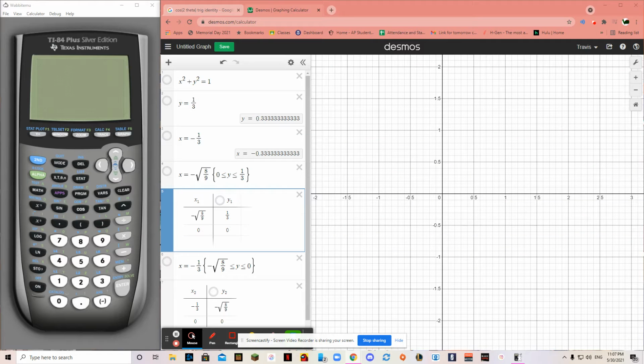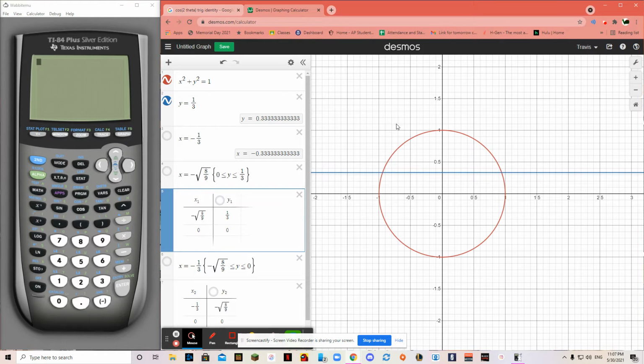So we must find A, B, C, and D. So cosine theta, sine beta, cosine 2 theta, and cosine theta plus beta. And given the criteria we have, sine theta is equal to 1/3. So immediately, the first thing we should do is draw a unit circle, right? So now we have sine is equal to 1/3.